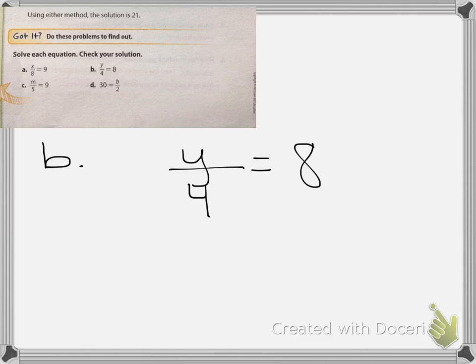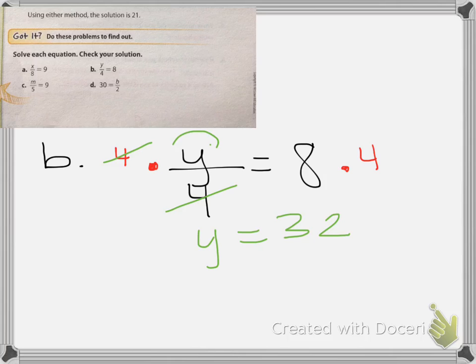Y is being divided by 4. So let's go ahead and undo dividing by 4 by multiplying both sides by 4, because remember, whatever we do to one side, we have to do to the other. So now, in this different color, you can see we're going to cross simplify those 4's, and we're left with Y equals 32.